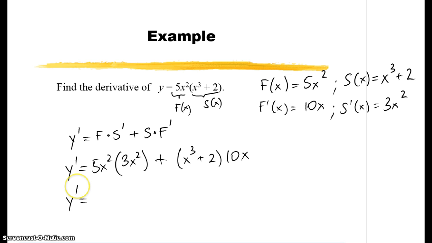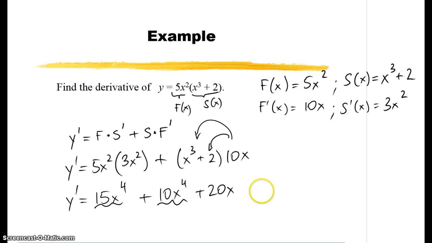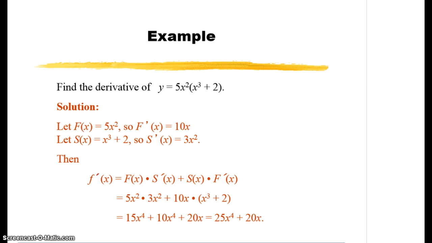Y prime is going to be 15x to the fourth plus 10x to the fourth plus 20x. I distributed my 10x here. That's how I obtained those two. Notice I could combine the like values to get an answer of 25x to the fourth plus 20x. And that's how you use the product rule. Let's verify that we get the same answer here. And here it is typed out to make sure that you guys could see this well. So double check the work.